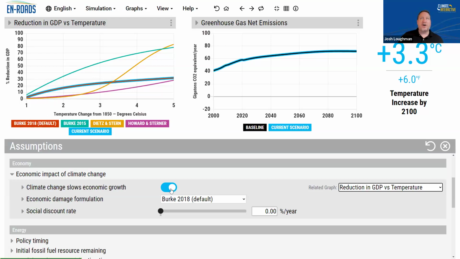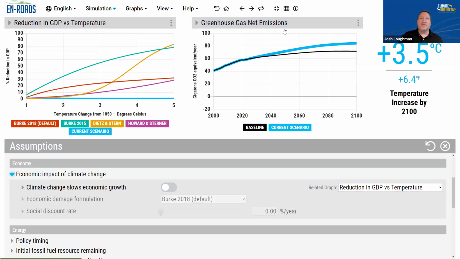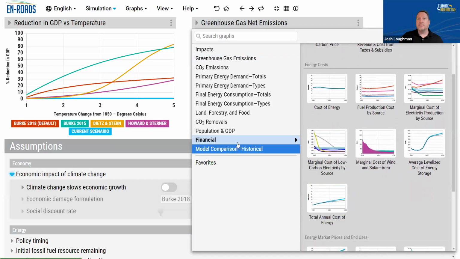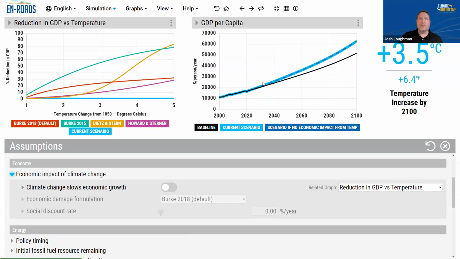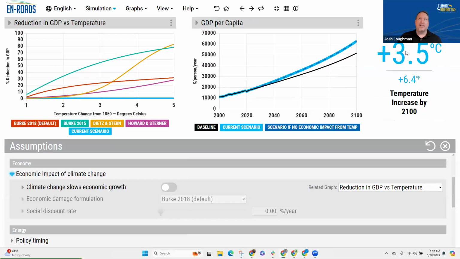And we can turn this off and we can see, let's go back to the current scenario, which is now at the dashed line. You'll also notice that the temperature has gone up. So not only has the climate damaged the economy, but you can draw that connection back to economic activity, to emissions, to greenhouse concentrations, to climate change temperature increase. And so there's this feedback loop of temperature and economic growth.